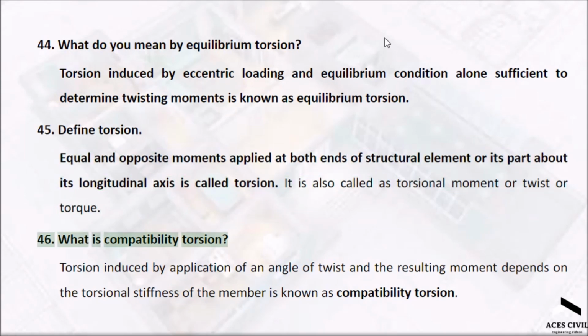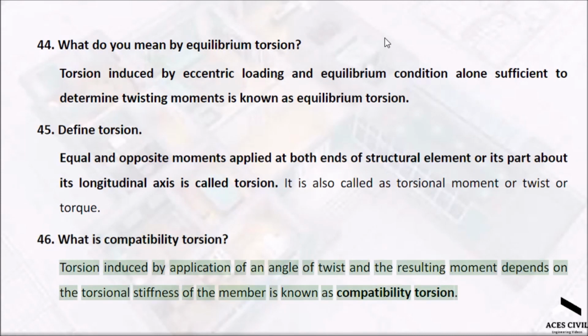What is compatibility torsion? Torsion induced by application of an angle of twist, where the resulting moment depends on the torsional stiffness of the member, is known as compatibility torsion.